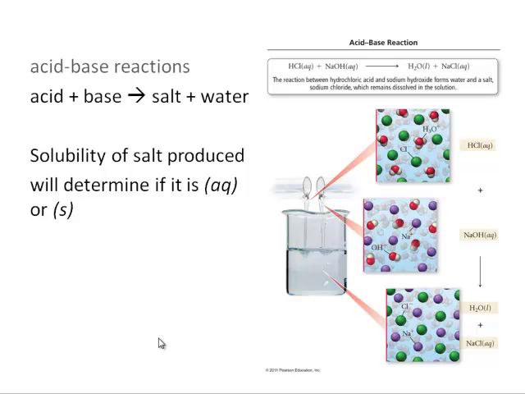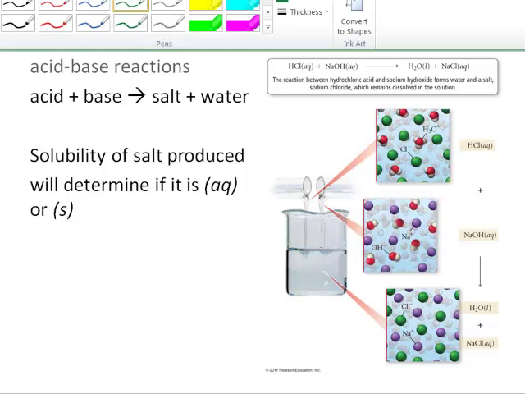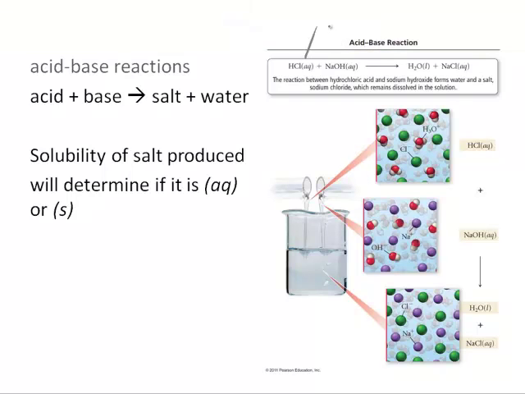So here we have the reaction with hydrochloric acid and sodium hydroxide. An acid plus base equals salt, in this case table salt, plus water. Now, sodium chloride is aqueous in solution, meaning that it dissolves, dissociates into its corresponding ions.